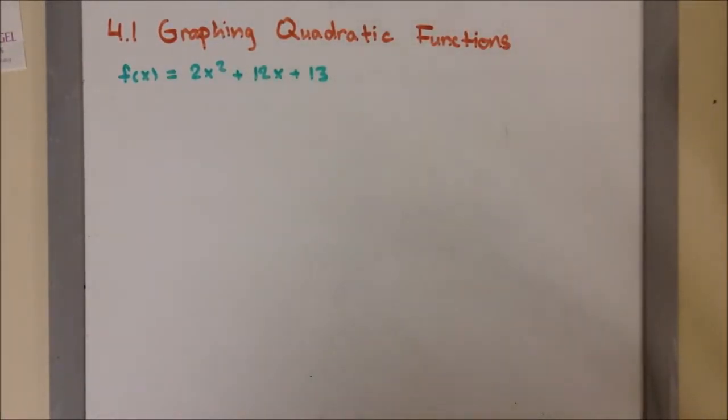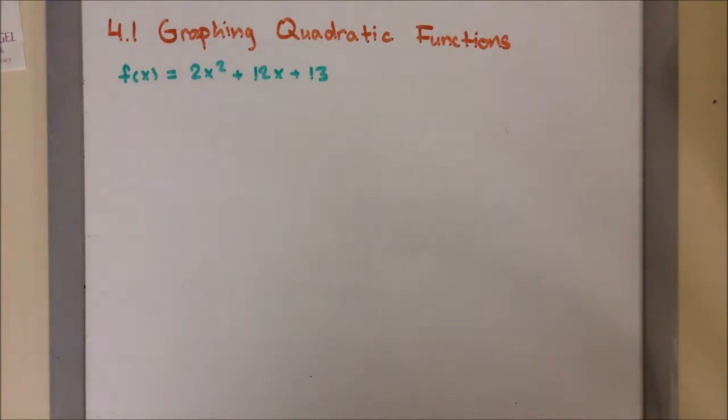Welcome to section 4.1, graphing quadratic functions. Here we're going to be giving quadratic functions examples, and we're going to be working on finding the axis of symmetry, vertex, the y-intercept, if it's going to be maximum or minimum, if it opens up or down, and what's the maximum or minimum value.